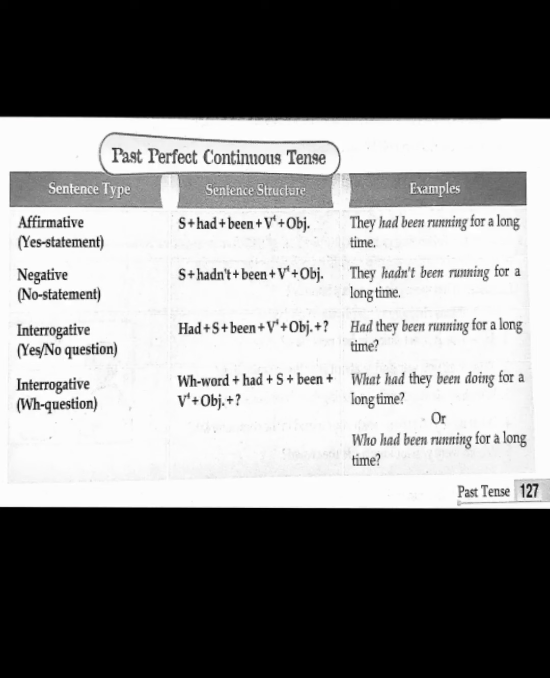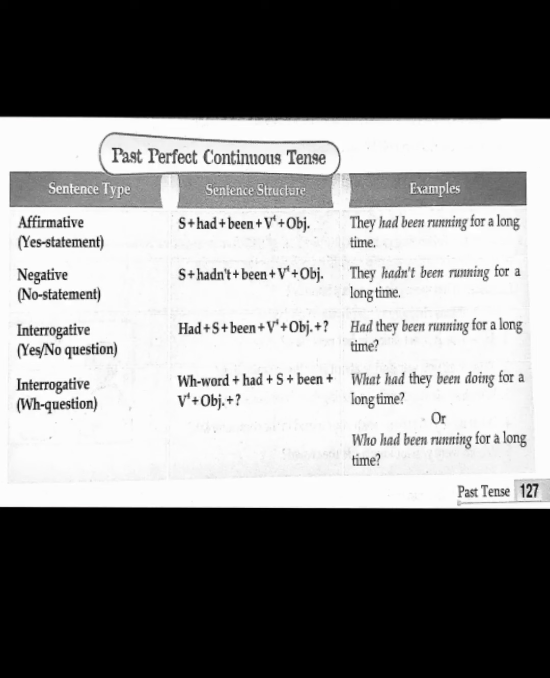Now let's see the negative case. In the negative case, my structure will be subject plus had not, that is hadn't, plus been plus verb fourth form plus object. So let's see the example: They hadn't been running for a long time. So here, just to show that the sentence is negative, I am using had not. Okay? They hadn't been running for a long time.